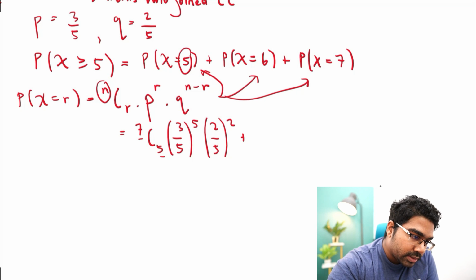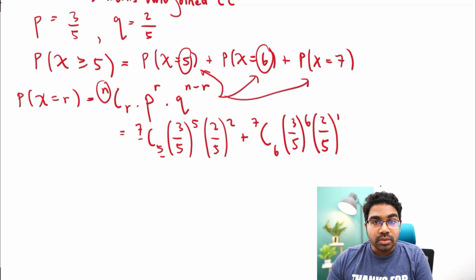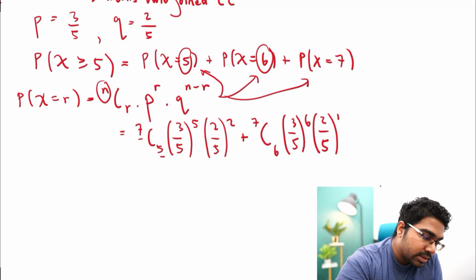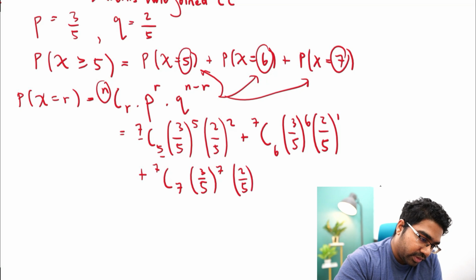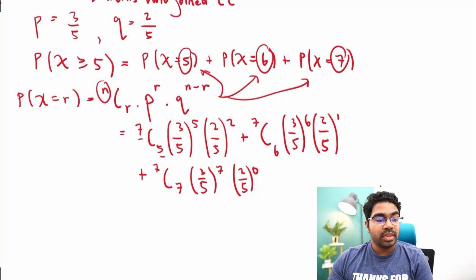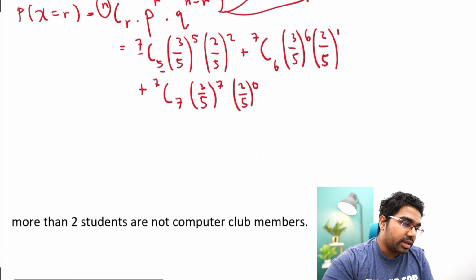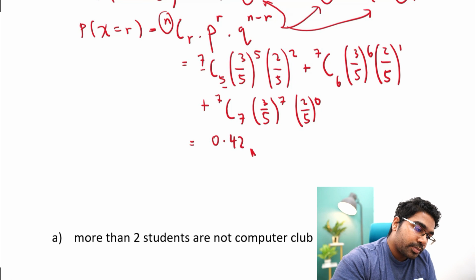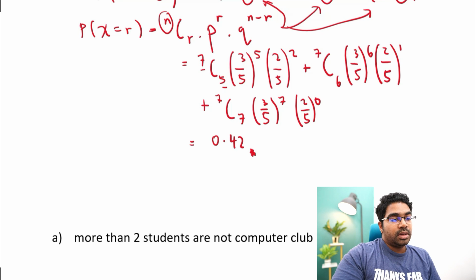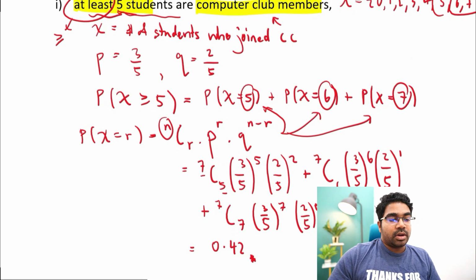Right, and then plus. Now, r is 6. So we repeat the same process. 7C6, 3 over 5 to the power of 6, and 2 over 5 to the power of 1. Plus r is 7. So 7C7, 3 over 5 to the power of 7 and 2 over 5 to the power of 0, which is 7 minus 7. So all you have to do is key this in your calculator. The answer you will get is 0.42. So this is the probability that at least 5 students are computer club members.